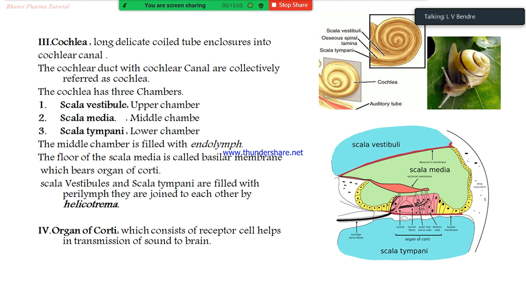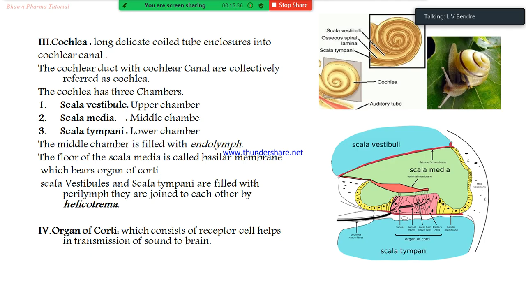The cochlear duct and cochlear canal are collectively referred to as the cochlea. The cochlea has three chambers. You see the diagram of the cochlea; this is the transverse section of the cochlea. The cochlea has three chambers.